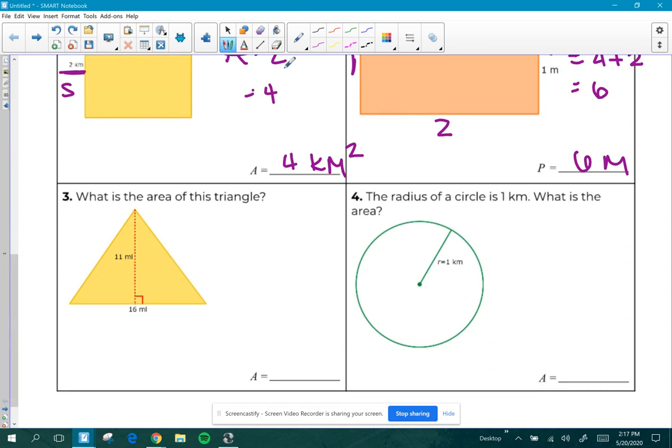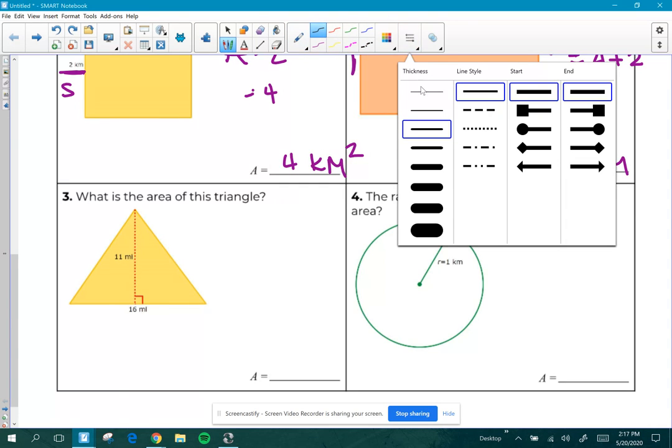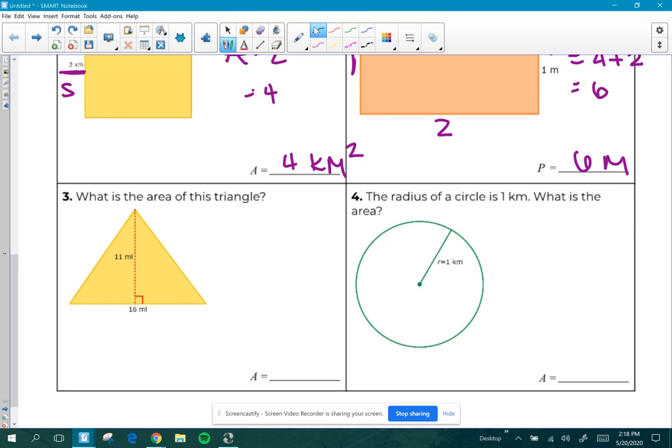Number 3, we are going to look at the area of a triangle. The area of a triangle is found by doing 1/2 times base times the height. Now the base is always what the triangle is sitting on. So this is my base here, 16. And then my height is how tall the triangle is. So that would be this, which is 11. So I'm plugging in 1/2 times 16 times 11.